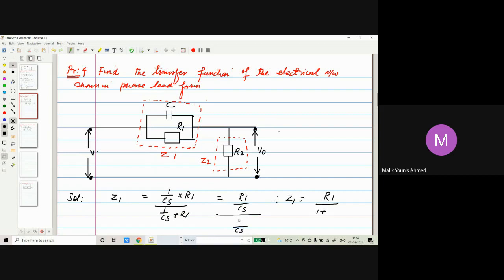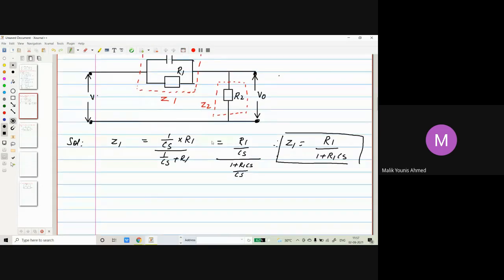Okay. So this is 1 plus R1CS. So here Z1 will be R1 by (1 plus R1CS), and CS will get cancelled. So this is Z1 we have got after the simplification. Now let's find Z2, then we'll see the series combination.